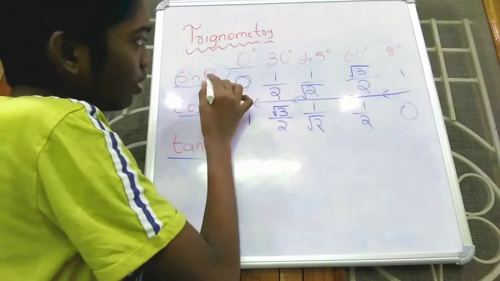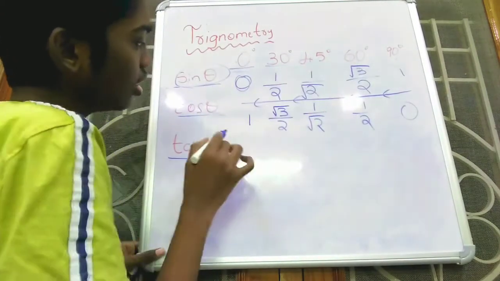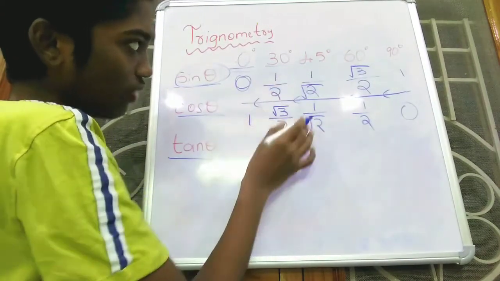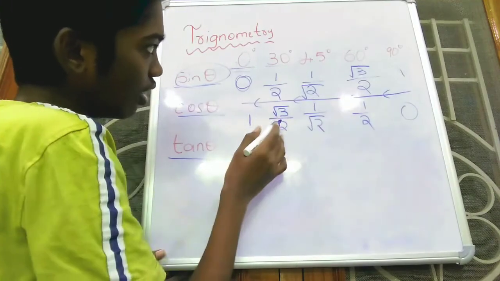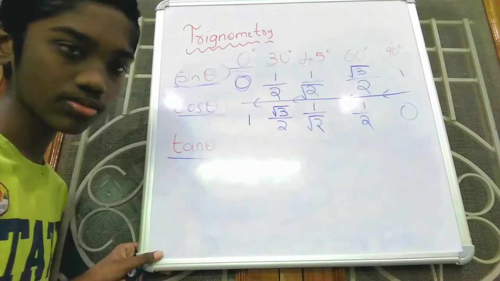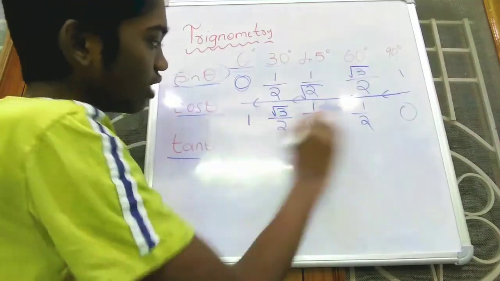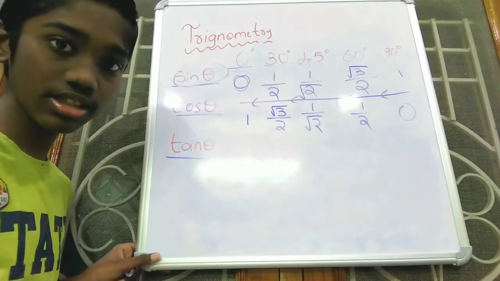So cos 0 will be equal to sin 90, cos 30 will be equal to sin 60, cos 45 will be equal to sin 45, cos 60 will be equal to sin 30 and cos 90 will be equal to sin 0. Just remember the sin values, then reverse the sin values, then you will get the cos values. It is an easy trick to remember this.